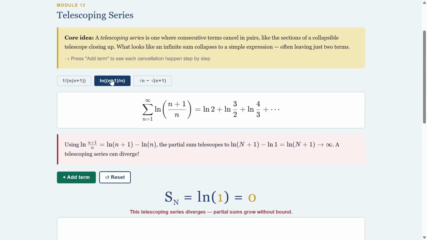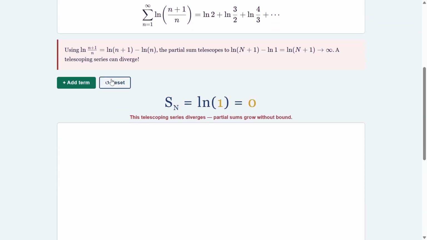The next example is the sum of the ln of n plus 1 over n. That is ln 2 plus ln of 3 over 2 plus ln of 4 over 3. Using the rules for the definition of a logarithm, for example, ln of 3 over 2 is ln of 3 minus ln of 2. Again, most of the terms will cancel.